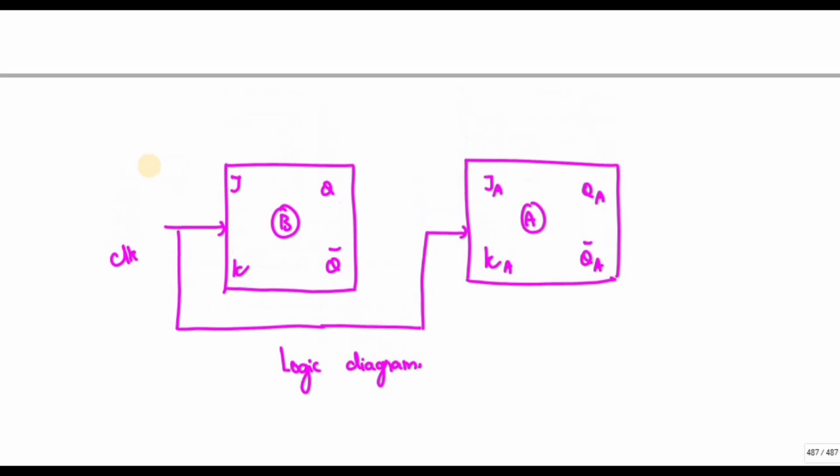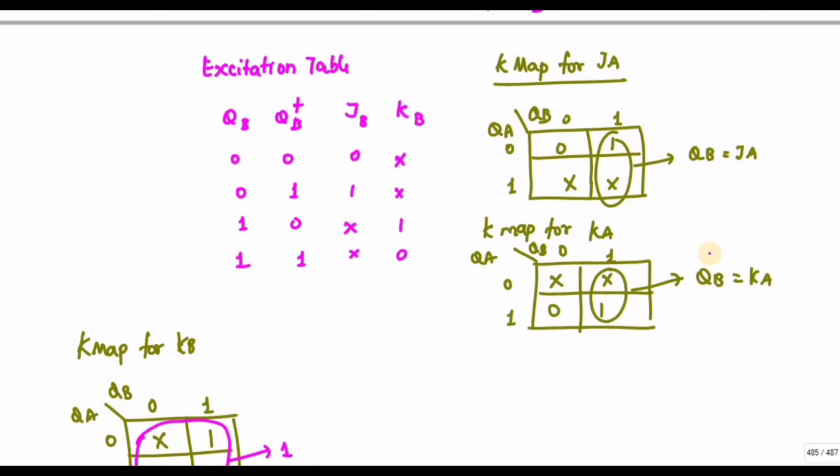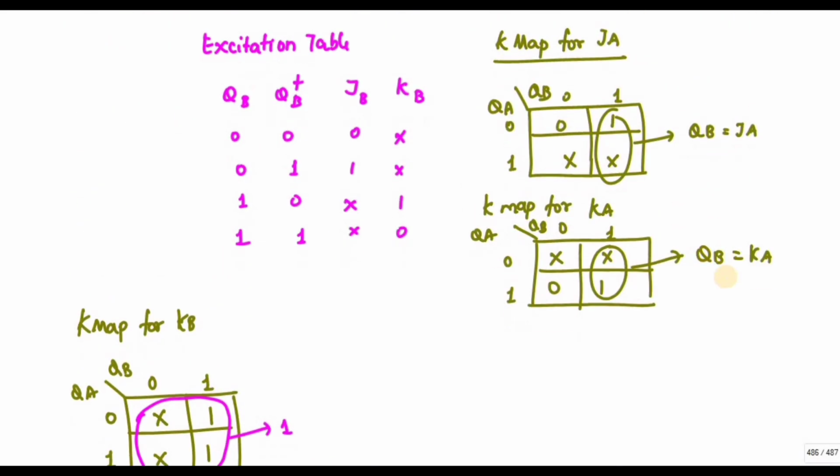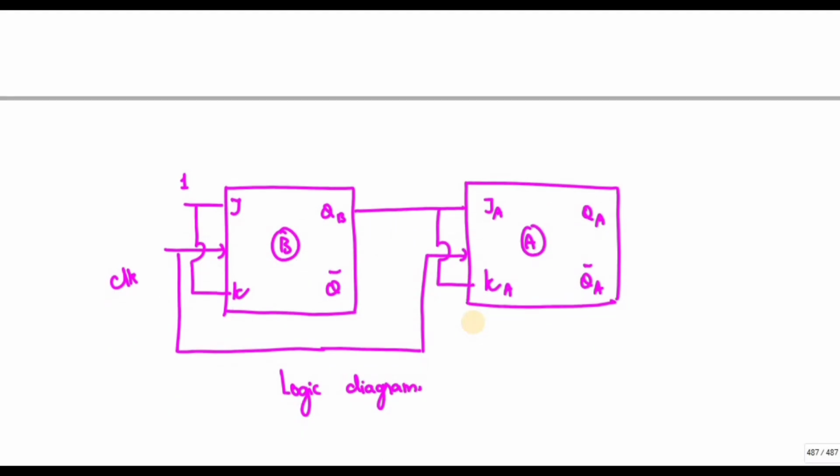So what is JB and KB? JB and KB is 1. What is JA? JA is nothing but QB, and JB also QB. So I'm going to connect it like this. This is QB, right? So I'm going to connect it like this. This is the design of the JK flip-flop.